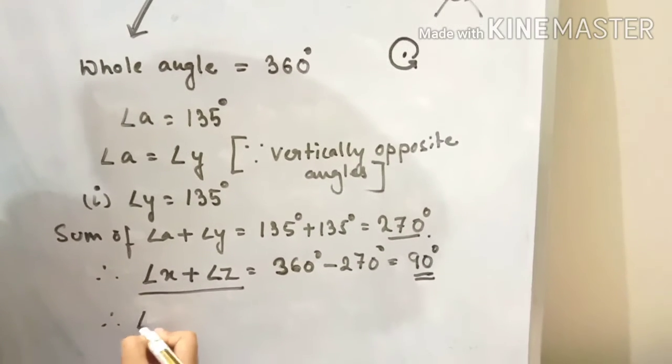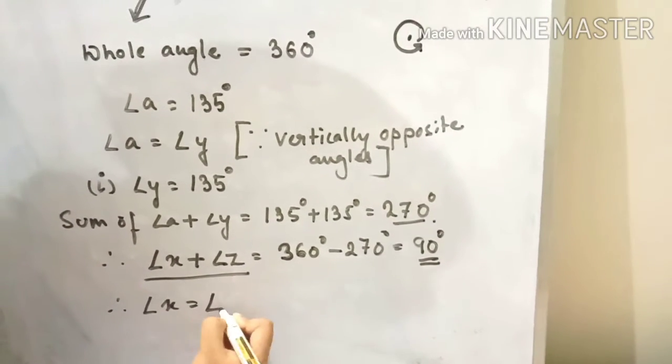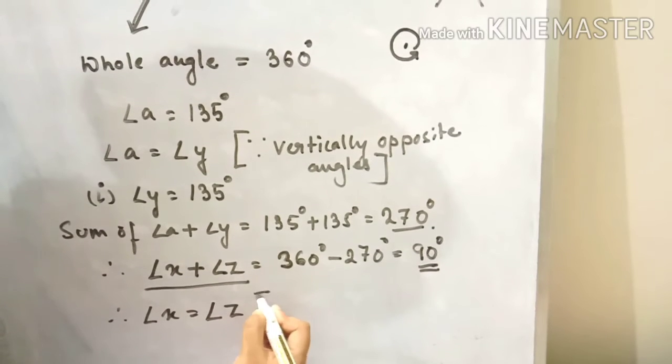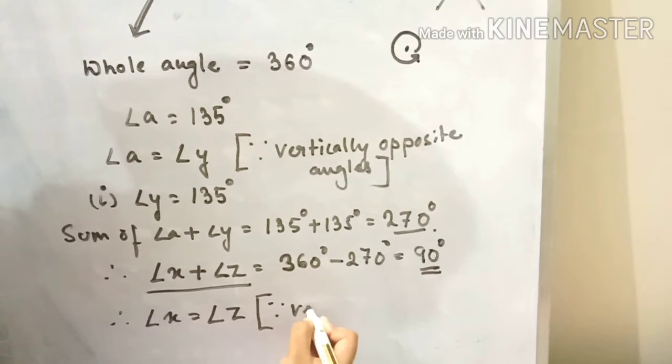Therefore now angle X and angle Z are equal to each other. How? They are also vertically opposite angles.